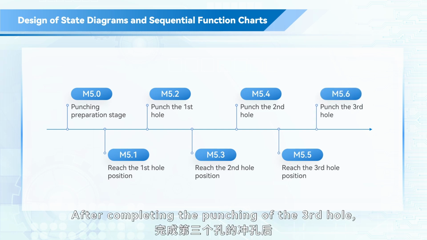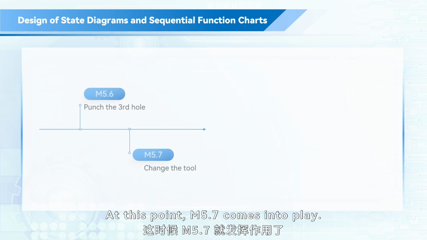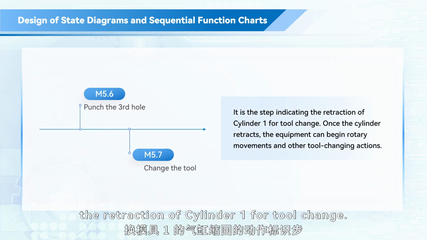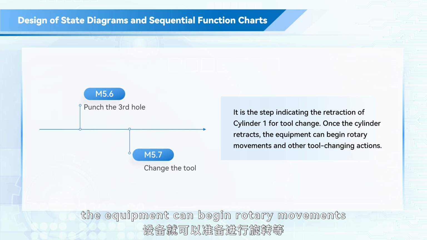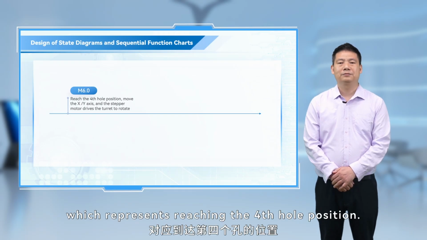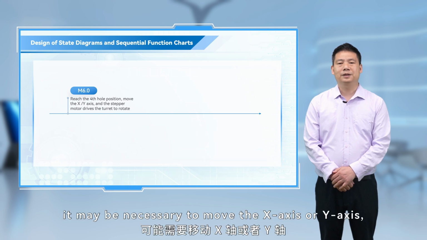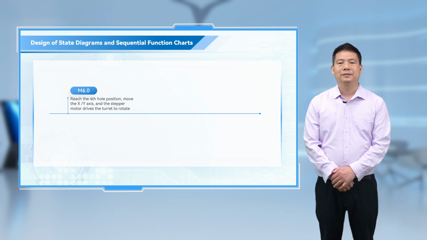After completing the punching of the third hole, the system proceeds to tool change. At this point, M5.7 comes into play. It is the step indicating the retraction of cylinder 1 for tool change. Once the cylinder retracts, the equipment can begin rotary movements and other tool changing actions. Next is M6.0, which represents reaching the fourth hole position. At this point, it may be necessary to move the x-axis or y-axis, while the stepper motor drives the turret to rotate to the proper position.